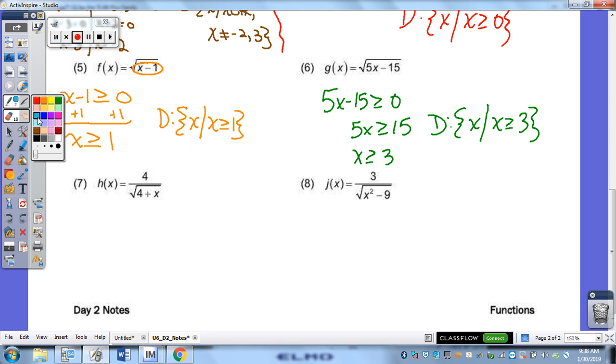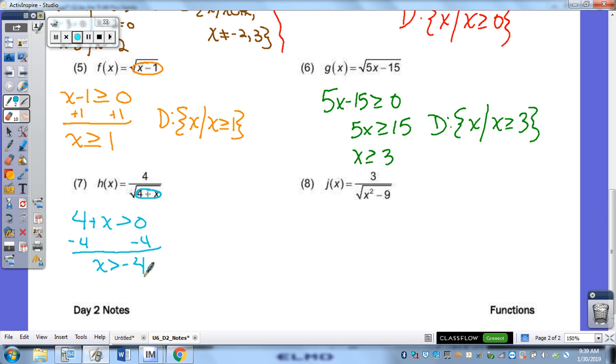So then our last two examples here, these are the combos. It's a fraction and it's a radical in that bottom part of the fraction. So we still take the stuff under the radical, but this time it's simply greater than 0 because it's in the denominator. It can't also be equal to. So this is our case where it's just simply greater than 0. And then we solve for x. So I'm going to subtract my 4. So x is greater than negative 4. There's our domain.